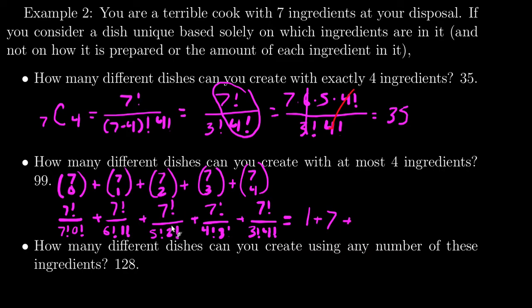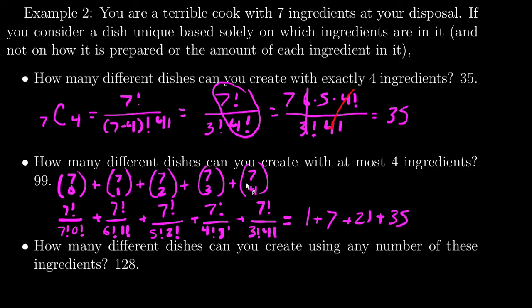This right here we actually did on a previous slide, I think last video. It'll end up being 21. When I cancel out the 5, I have 7 times 6 divided by 2 times 1. This right here, I'm going to cancel out the 4 factorial, 7 times 6 times 5, divided by 3 factorial, is what we did up here, and I'll get 35.